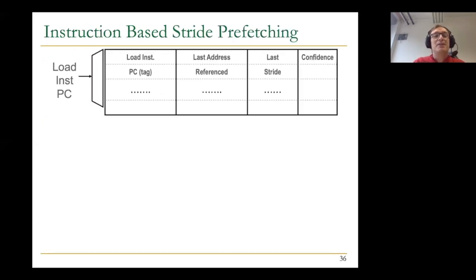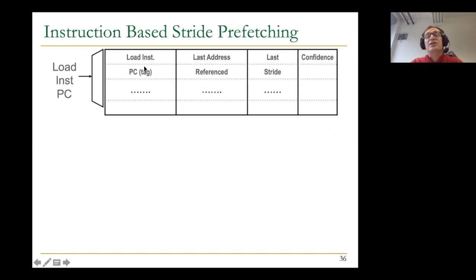Okay, let me give you an example of instruction-based stride prefetching, very simple version of it. Basically, you have a table that keeps track of different load instruction program counters. You have the tag of the program counter, essentially. And for each program counter, you keep track of what is the last address that is referenced by the program counter and what is the last stride. And you may have some confidence value to decide, okay, I'm confident in the stride itself. Stride didn't change much in the last, I don't know, n executions, right?